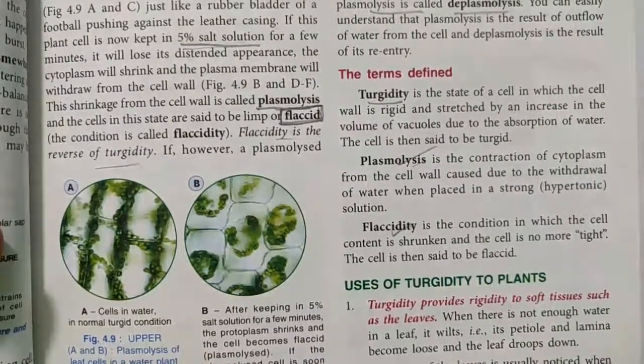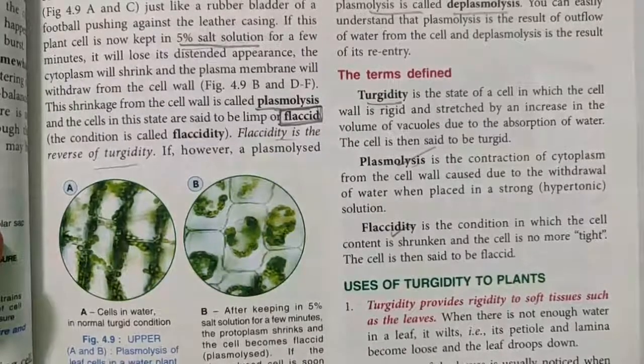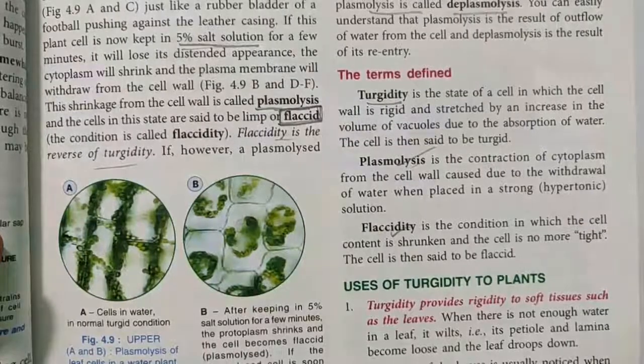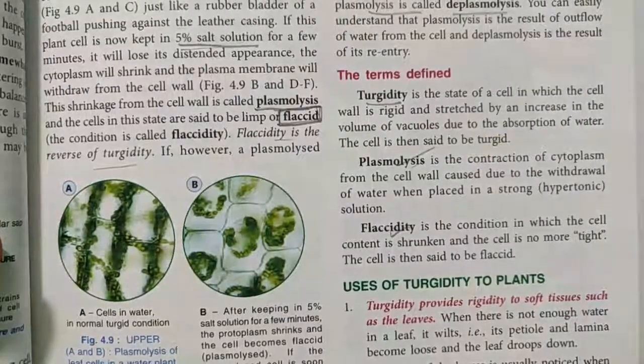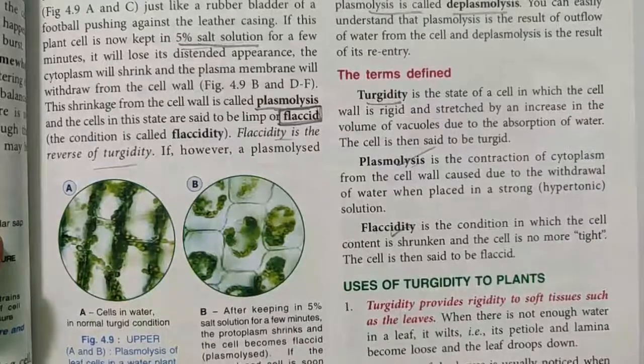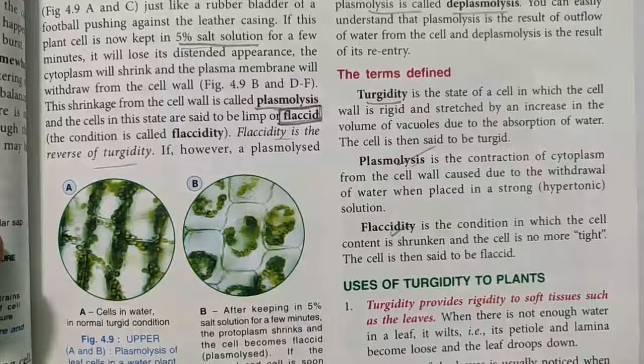For example, if we put grapes in a concentrated 5% sugar solution, then the content of the grape will come out, and as a result the shape of the grapes will become very curly, as well as the size of the grapes will become much smaller.